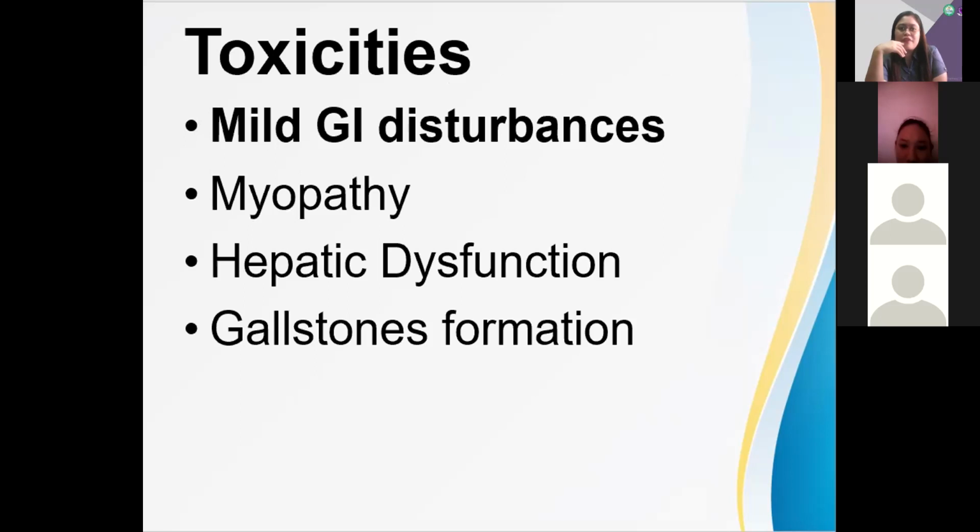So ang toxicities naman of our fenofibrates, the one in bold, una siya ang pinaka common. So we have mild gastrointestinal disturbances. We still have here the myopathy. Myopathy is anything involving the muscles like muscle cramps. Apil na dira sa myopathy, ha. And then hepatic dysfunction, and our problem, the PPAR alpha agonist, is the formation of the gallstones.